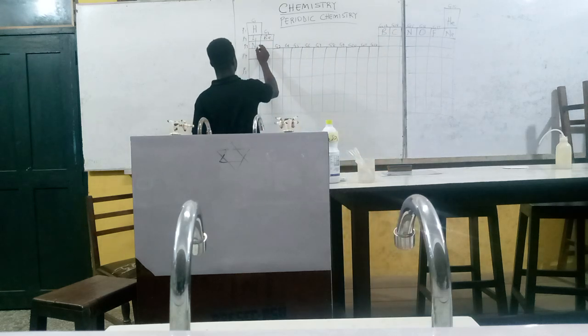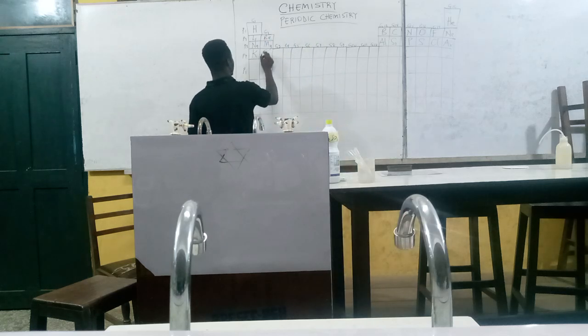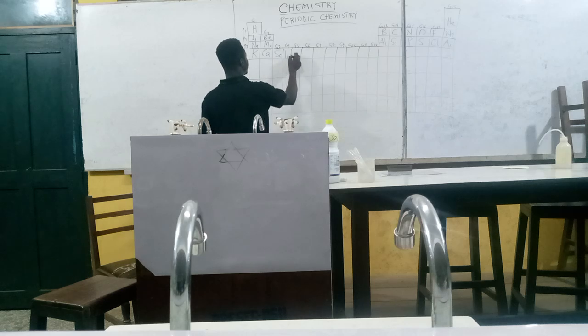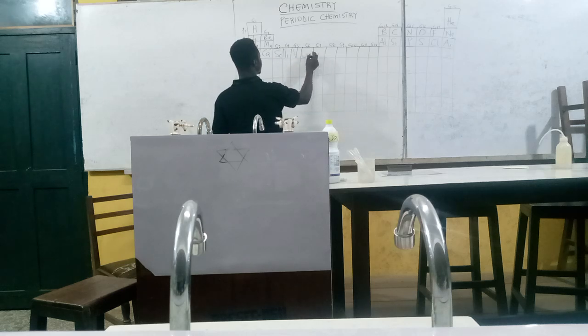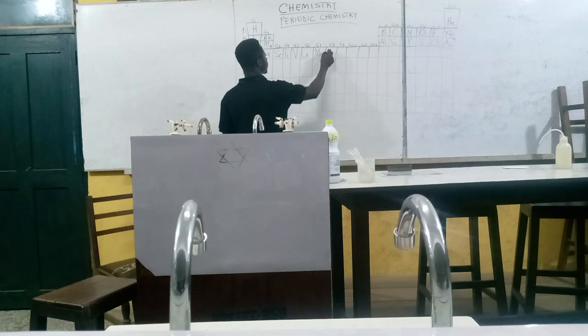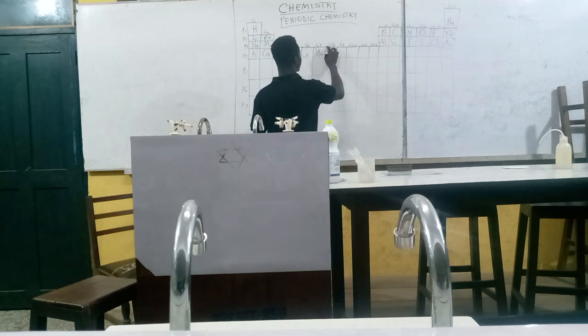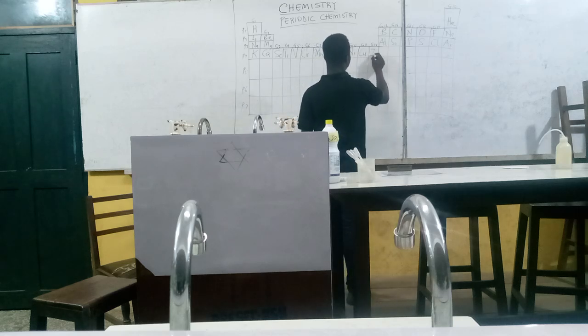So here we have sodium, magnesium, aluminum, silicon, phosphorus, sulfur, chlorine, argon. Here we have potassium, calcium, scandium, titanium, vanadium, chromium, manganese, iron. So from here we have cobalt, nickel, copper, zinc.